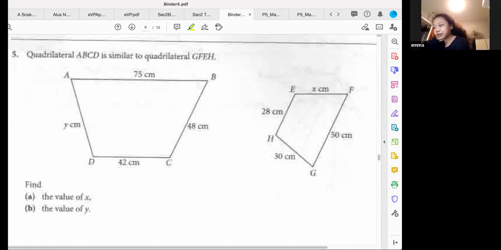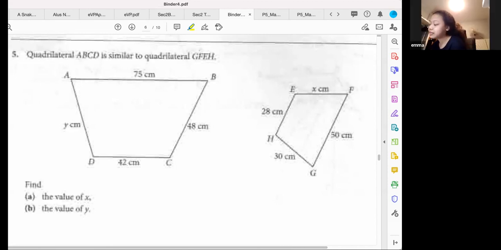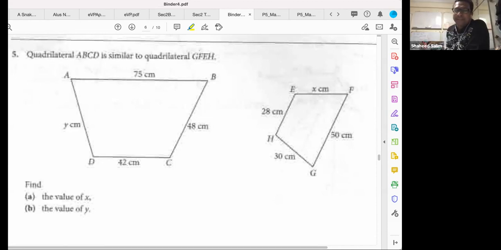I'm a bit confused. Okay, which method are you using? Your teacher's method? Why don't you use the method I suggest? I don't remember what your method was. My suggestion is, okay, which two lines are similar? AB is similar to what?